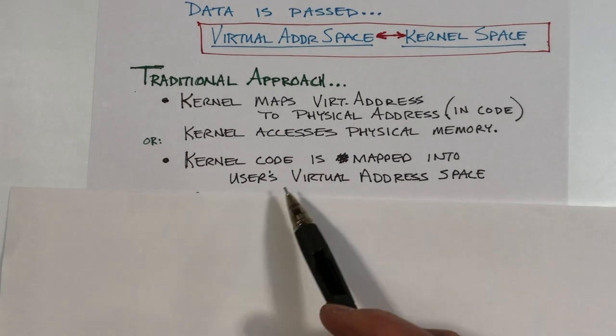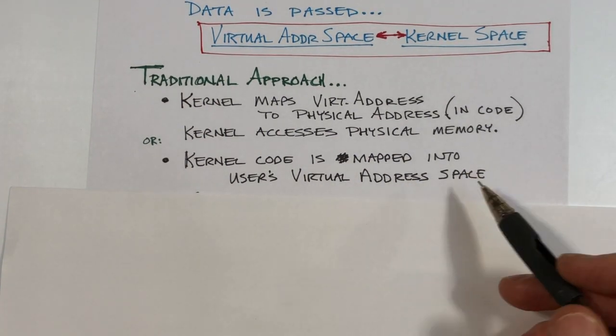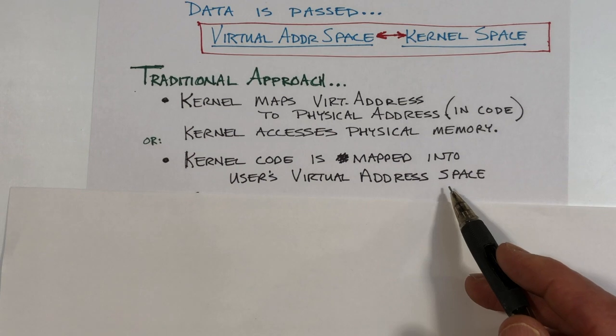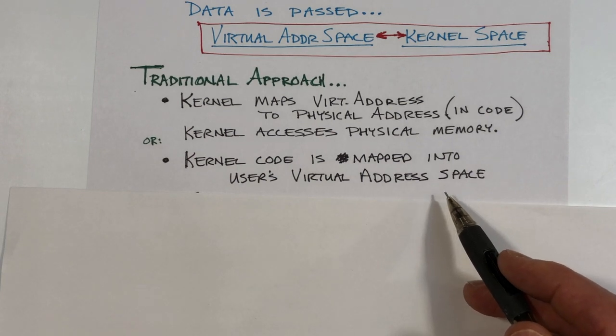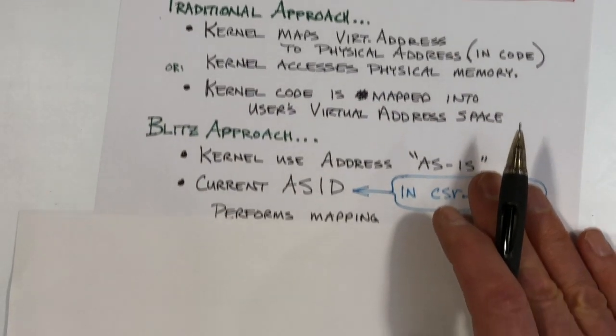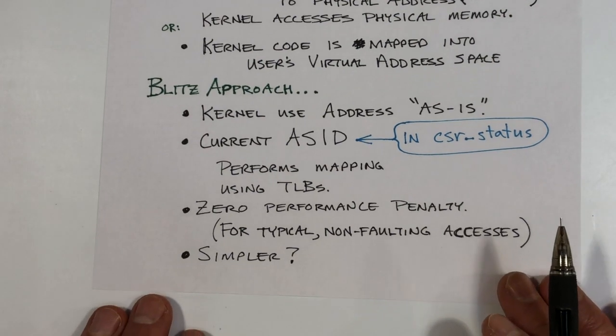Another approach is where the kernel code is itself mapped into the user's virtual address space, and so the code handling the system call basically is living in the same address space as the user process. So address mapping is occurring. Blitz has a somewhat novel approach to this problem, and I'll describe it here.